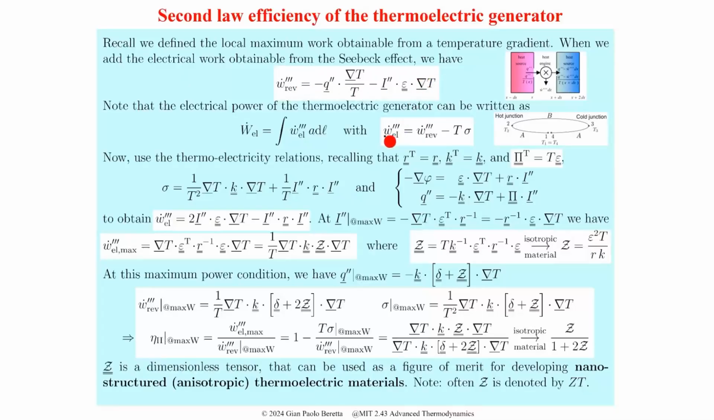And next, I say, well, if I put my thermoelectric generator, it does have some entropy produced by irreversibility, and that entropy produced by irreversibility is given by the Fourier term and the Joule effect term. Of course, the actual work of the generator will be less, will be the reversible minus T times sigma.